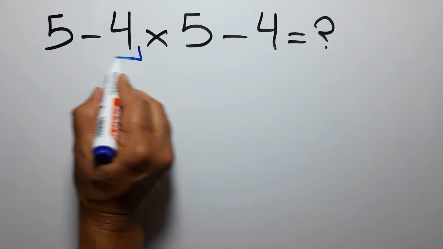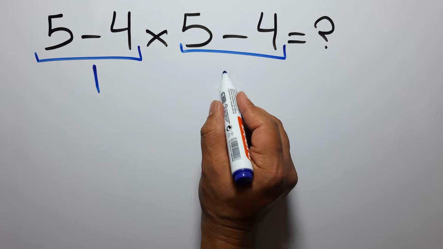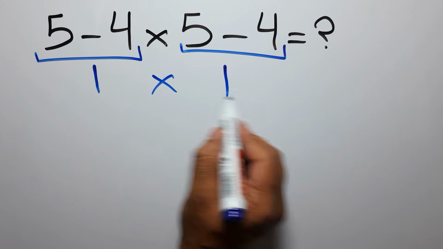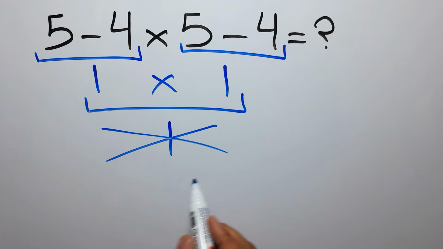5 minus 4 gives us 1. And again here we have 5 minus 4. So 1 times 1 equals 1. But this answer is not correct.